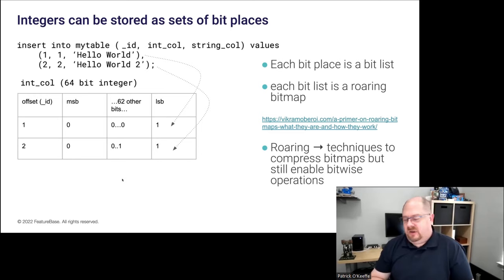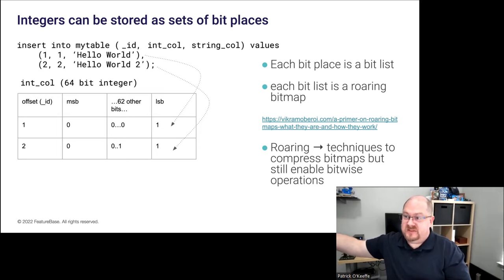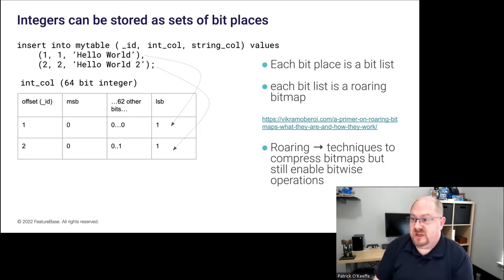Okay. So we talked about sets, right? So relationships. So as it happens, I used the term bit slice before. So this is the example of that. So integers can be stored as a set of bit places, right? So if you have, in this case, a 64-bit integer, you'll get 64 columns of 64-bit sets of bits, each representing a bit place. And then each bit list is obviously, I talked about a roaring bitmap.